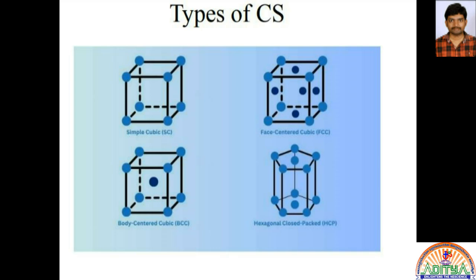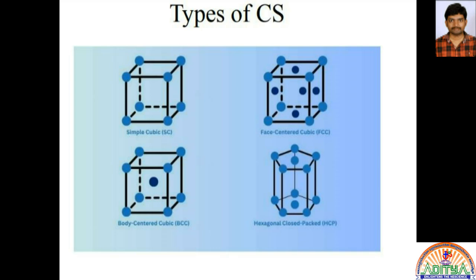Okay, so coming to the next structure, it is a face centered cubic structure. So in a face centered cubic structure each atom is located at the center of each face of a cube in addition to the corners. Okay, so the packing factor for the face centered cubic structure is approximately 74 percentage.